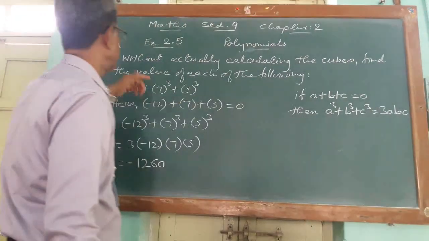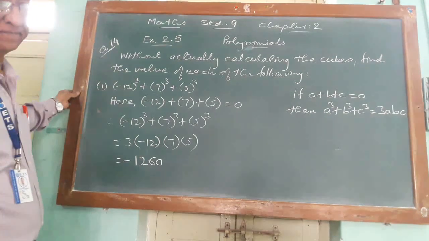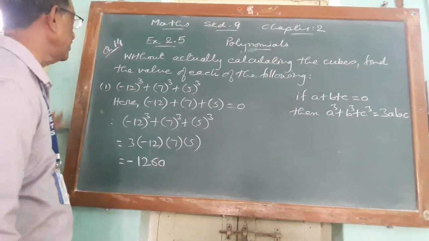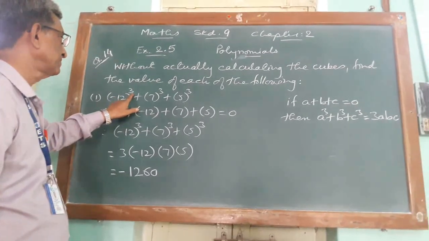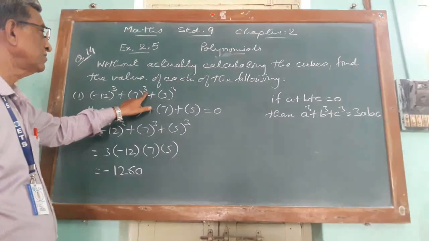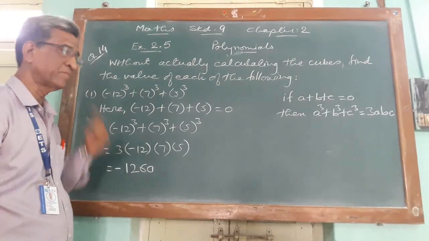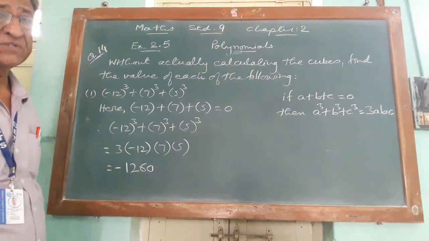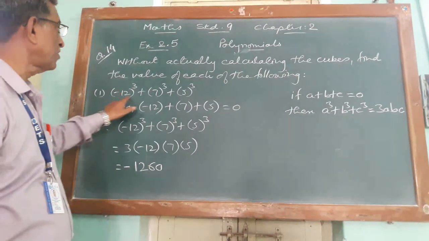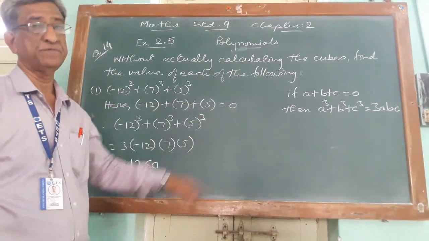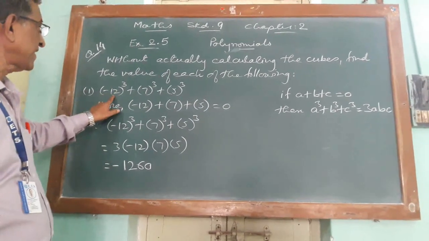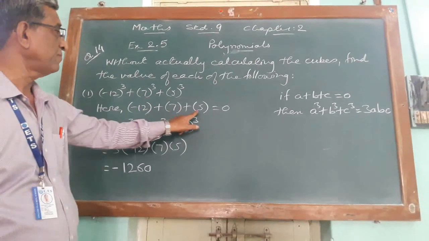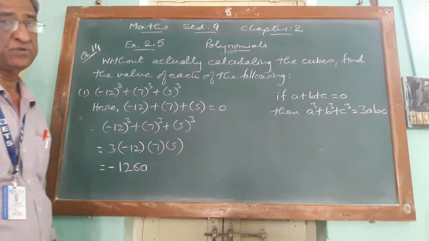Find the value of each of the following. So the first question is minus 12 cube plus 7 cube plus 5 cube. Here you can see the sum of all these three numbers, minus 12 plus 7 plus 5, gives you 0.